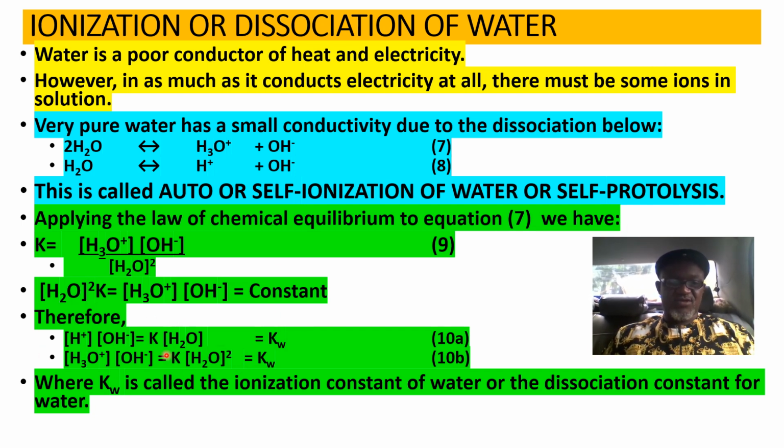In this case, we are looking at water. So which means H plus if we're using equation 8, or hydronium ion if we're using equation 7. They are the same thing. 10A and 10B are the same. Where Kw is called the ionization constant of water or dissociation constant of water. This is very important. We'll see where we apply it.